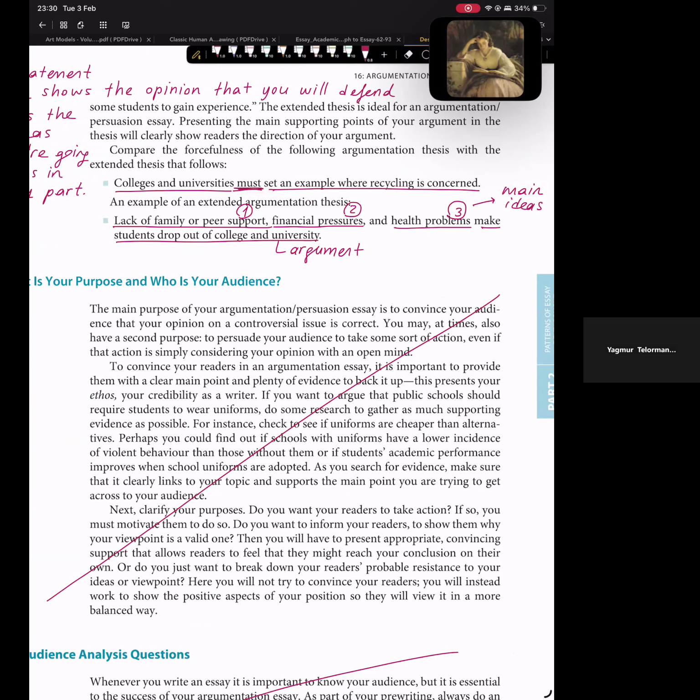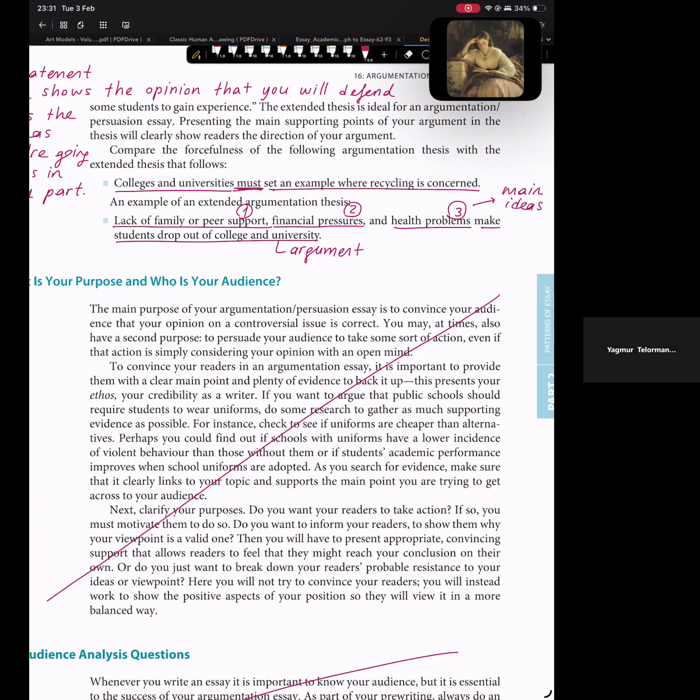Must is a very strong word. So this thesis statement strongly presents which side of the argument will be taken by the writer, but it doesn't include the main ideas. Let's read the second one.